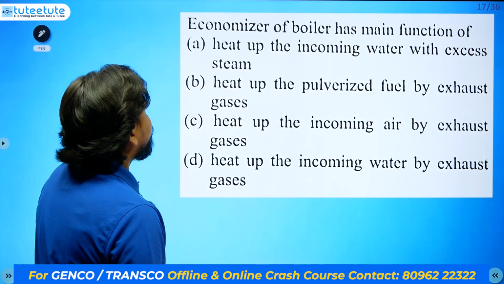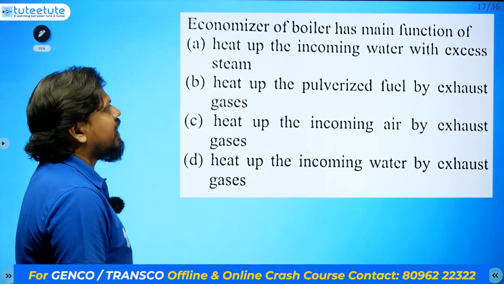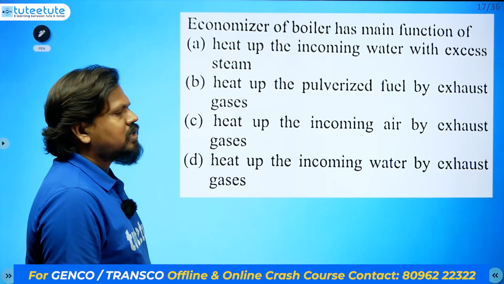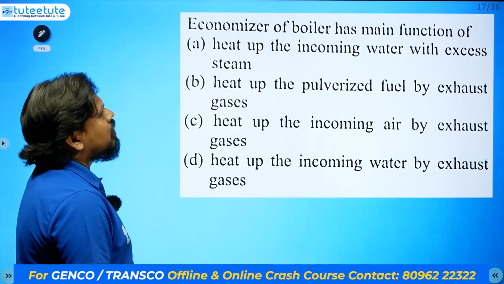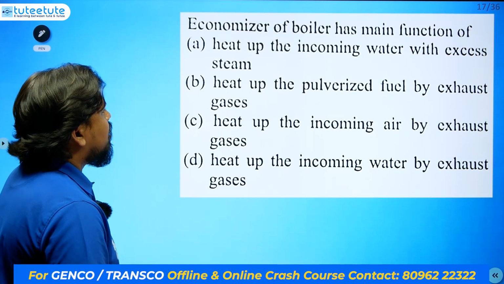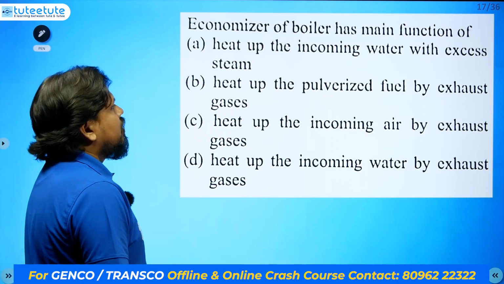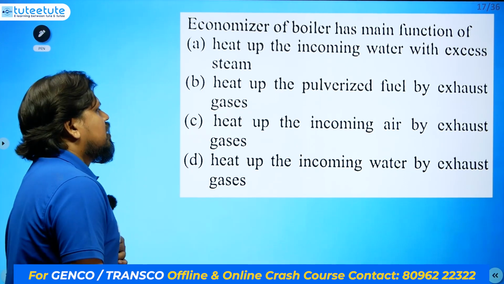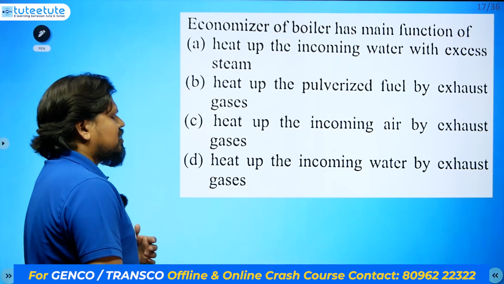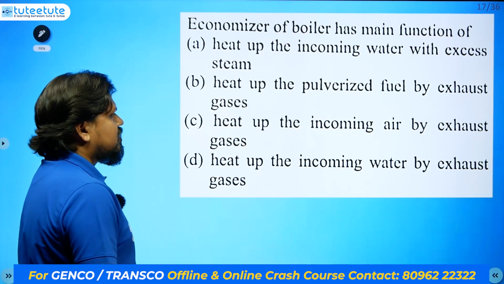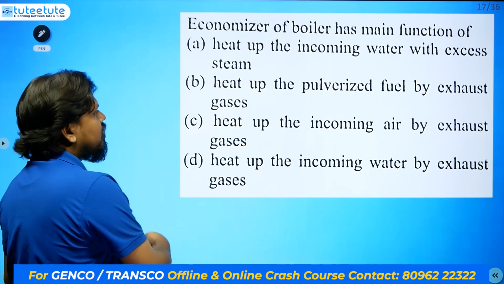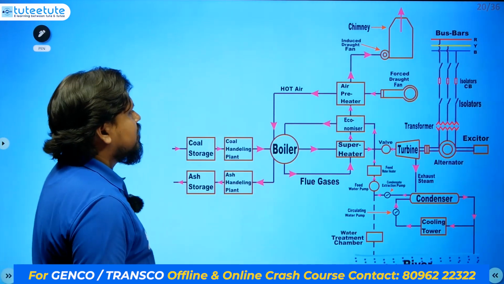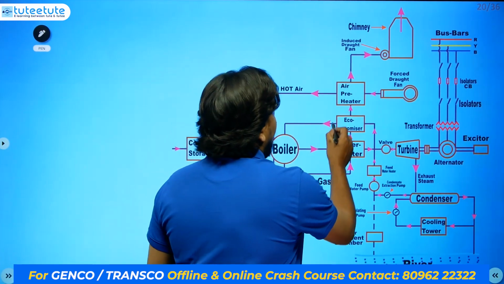Okay, next question. The main function of the economizer of a boiler. Economizer they are asking. The options: heat up the incoming water with excess steam, heat up the pulverized fuel by exhaust gases, heat up the incoming air by exhaust gases, heat up the incoming water by exhaust gases. Everything is similar, all these four options are similar. So let's first see about the economizer, where it is, then we can decide. So where is the economizer? Economizer is here.